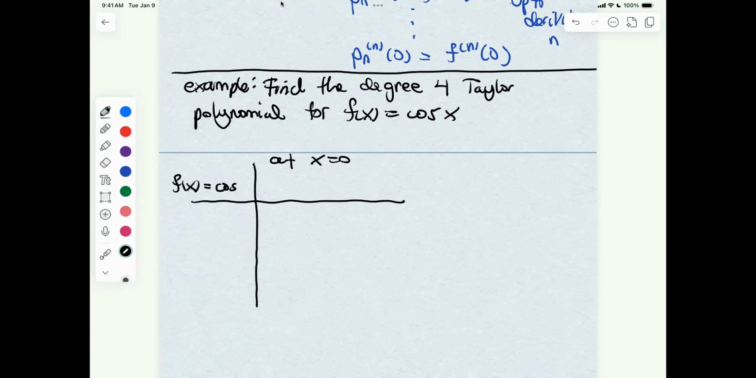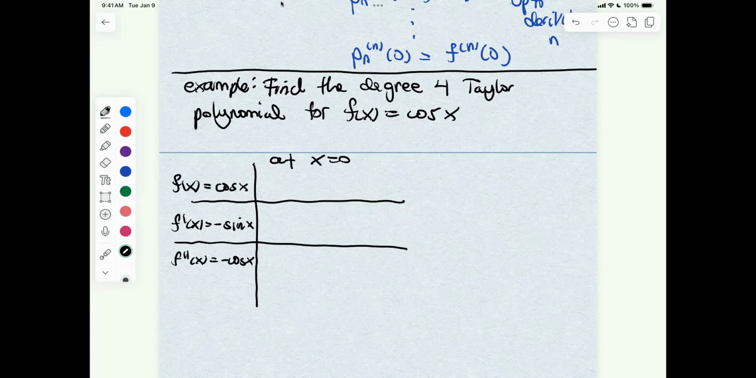So the function is cosine of x. The first derivative, as you remember, is minus sine of x. Then the second derivative is negative cosine of x. Let me write this a little bit bigger because it doesn't look that great.